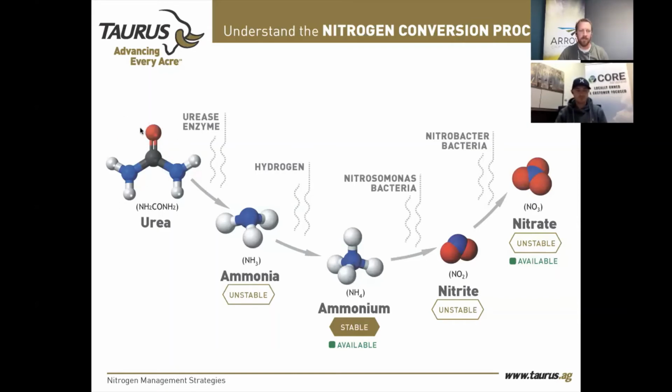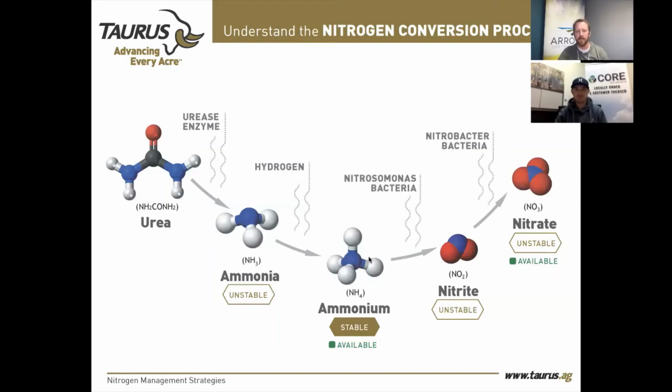So really what we're doing is we're trying to hold it in this form, move it into the soil before we move through this. And then as that inhibitor wears off, hopefully we've had some moisture to move it into the soil and it can move through this ammonia form where it's unstable and into the ammonium form.